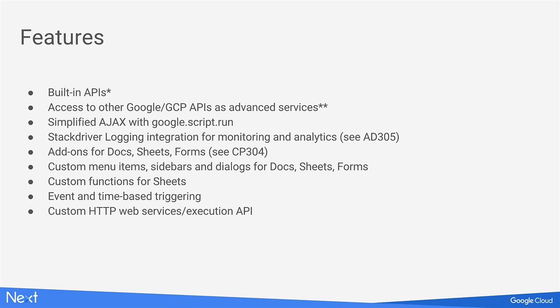Add-ons for Docs, Sheets, and Forms. That's the next session. Custom menu items, sidebars, and dialogues for Docs, Sheets, and Forms. You can define these in an add-on if you want everybody to be able to install them, or if you just want to build some UI around a particular document, you still have access to the same methods. You can add menu items. You can add a sidebar that has your custom UI. You can trick your sheet out to your heart's content with these custom UI elements in Sheets.